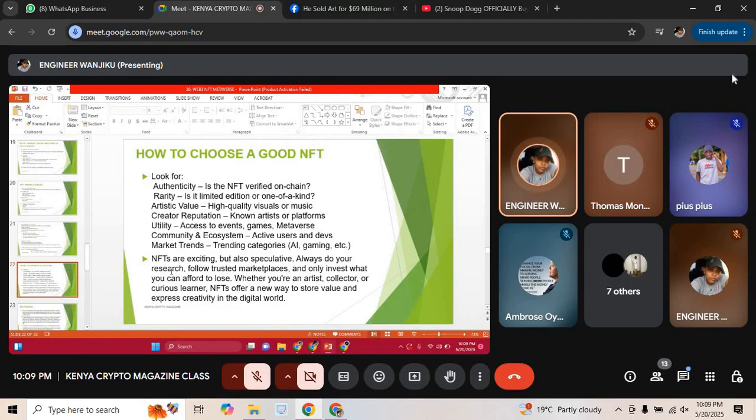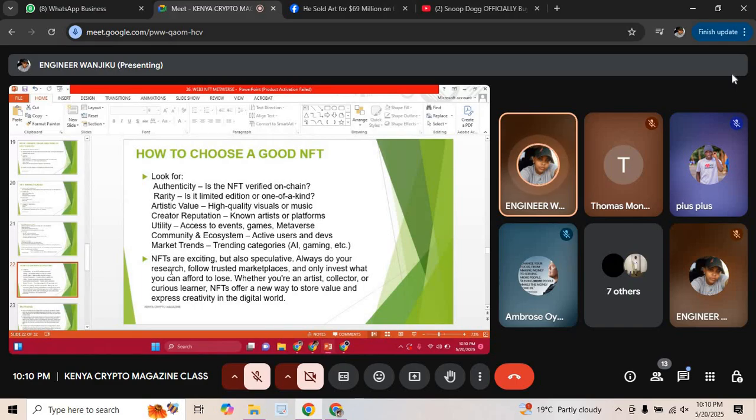Then utility, maybe it gives you access to events, games, and the metaverse. Then community and ecosystem. Does the NFT have active users and developers? Then the market trends, the trending categories. And as we've said, in the 2025 bull run, AI, gaming, and real world assets are quite a thing in this bull run. So NFTs are exciting but also speculative.